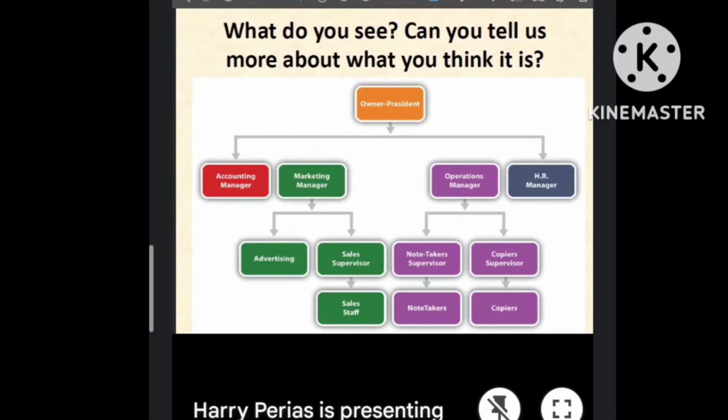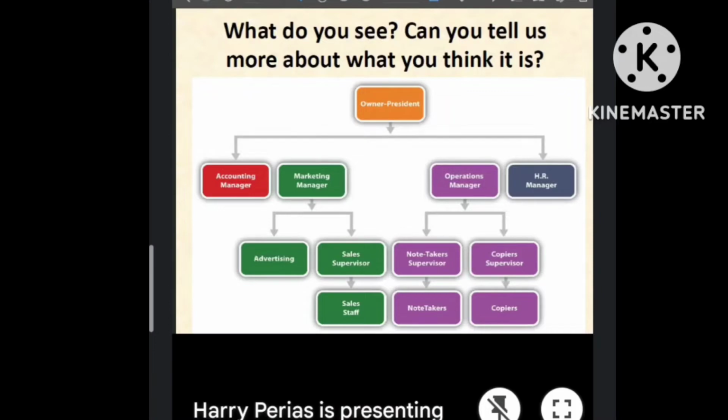meron dyan nakasulat na owner, president, and then merong account manager, marketing manager, operations manager, HR manager. And then under marketing manager, may nakalagay din na advertising, sales supervisor, and sales staff. Under the operations manager, may nakalagay na note taker supervisor, note takers, copiers supervisors, and copiers. So basically, I believe alam naman natin lahat kung anong ibig sabihin nito. So this is basically an organizational chart.